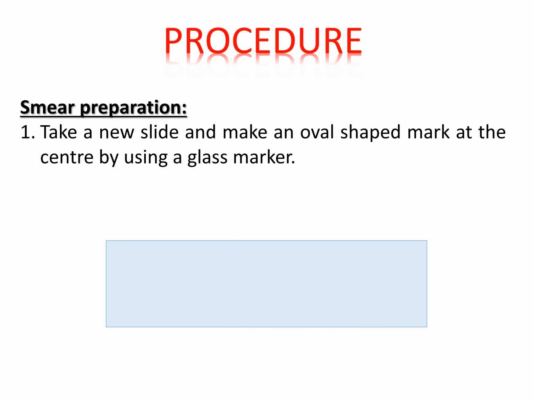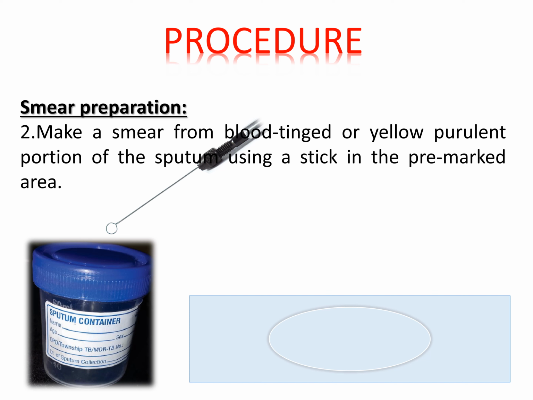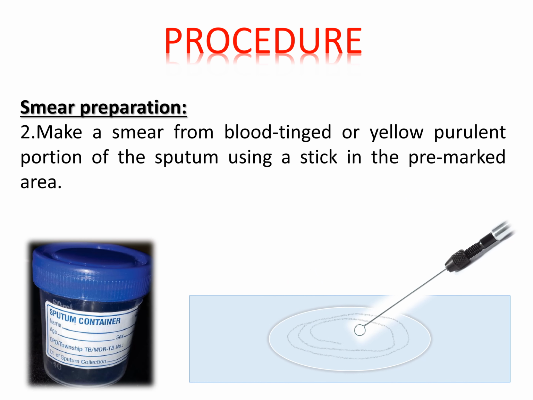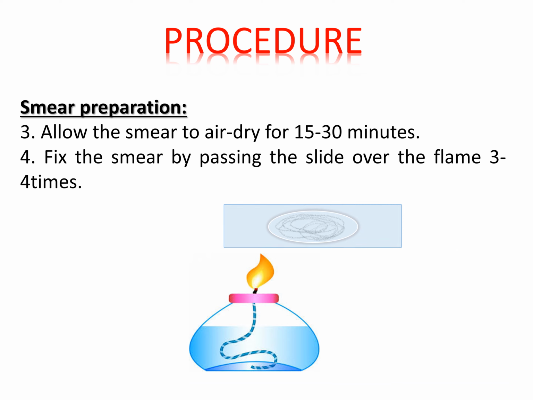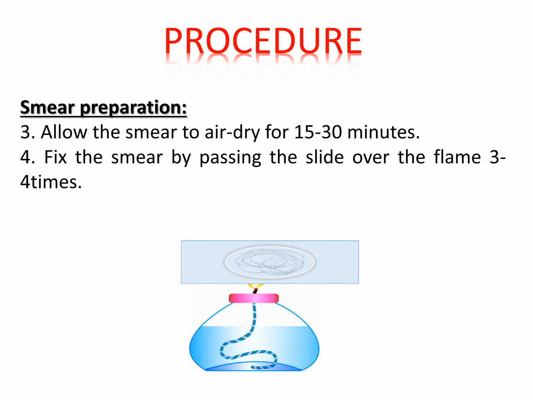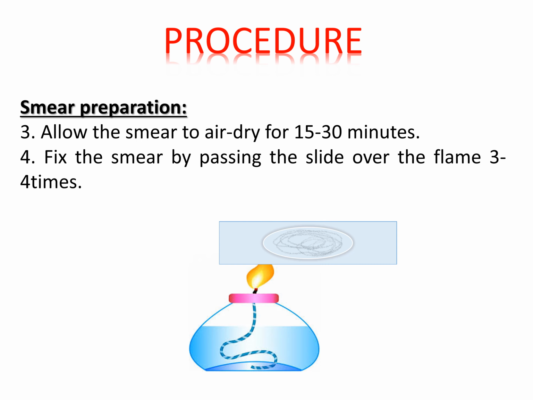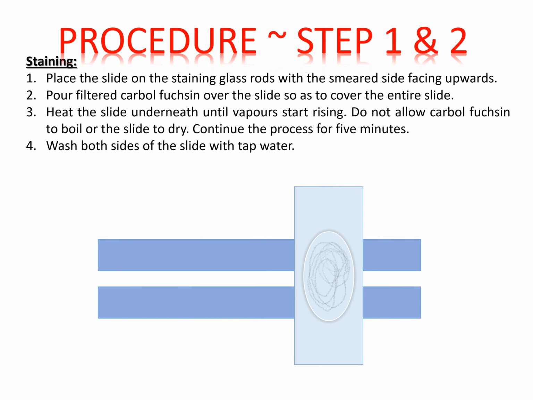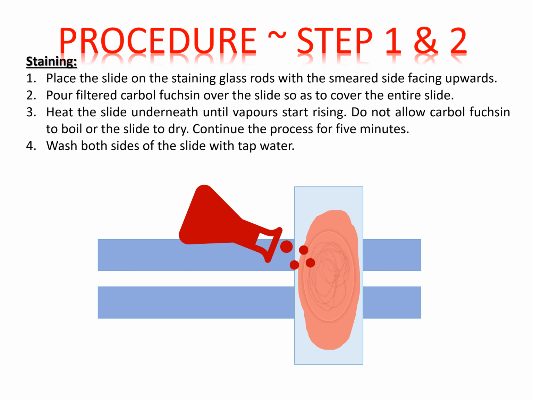Procedure: take a new slide and make an oval shaped mark at the center using a glass marker. Make a smear from the blood tinged or yellow purulent portion of the sputum using a stick in the pre-marked area. Allow the smear to dry for 15 to 30 minutes. Fix the smear by passing the slide over the flame 3 to 4 times. Place the slide on the staining glass rods with the smeared side facing upwards. Pour filtered carbol fuchsin over the slide so as to cover the entire slide.